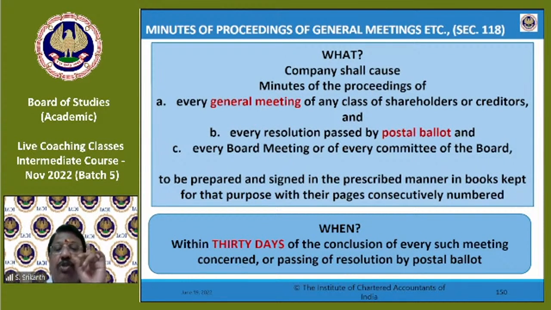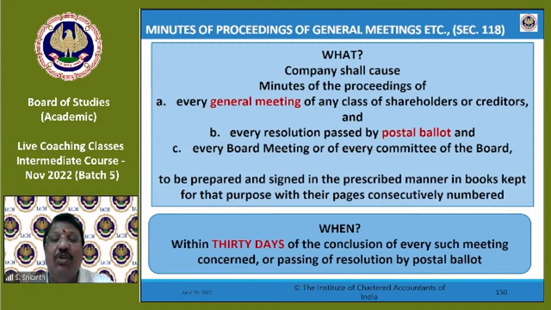Very important. When should the minutes be prepared for the meeting? This is important. Within 30 days of the conclusion of every such meeting concerned, or passing of resolution by postal ballot. Friends, an important distinction between a postal ballot and an e-voting. In postal ballot, there is no physical meeting. You simply send the resolutions with the ballot paper and the explanatory statement to the members. The members decide what to do, and within 30 days, they send their decision back. Right? Now, you have to record it in the minutes book.